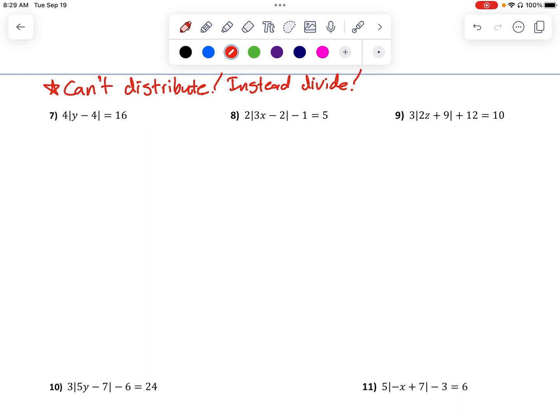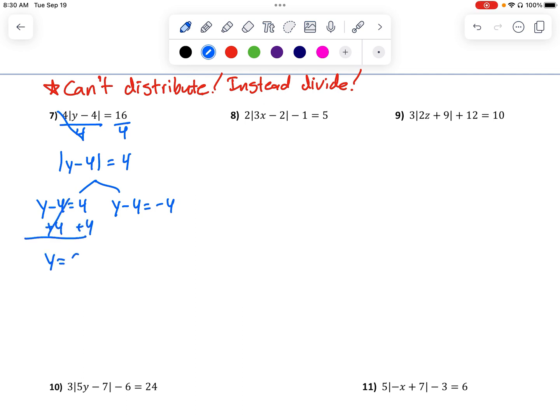So on number 7, I can't distribute that 4 because the bars are trapping. So I'm going to divide by 4 because the opposite of multiplying is dividing. It equals a positive, so we're good to go. We can split it up. So y minus 4 equals positive 4, and y minus 4 equals negative 4. So y equals 8, and y equals 0. I know we don't usually like when y equals 0, but it is an okay solution.